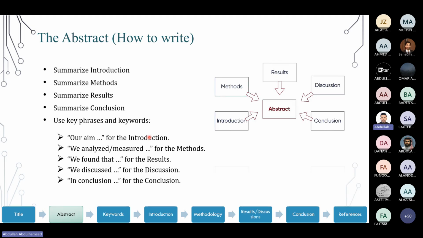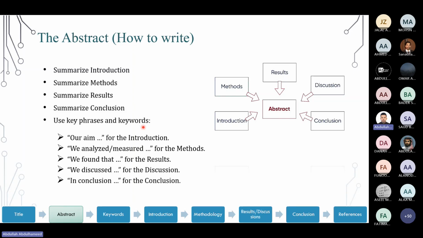After the abstract, I mentioned what you should do, including the abstract. Now, how to write the abstract. First, as I mentioned, maybe this is a repeat, but because it's very important: summarize the introduction in maybe one sentence. Also, you need maybe two sentences about the methodology that you use. Also, you need to summarize the results and the conclusion. So basically, the abstract is a summary of your paper, not the whole paper, but a summary of only four sections, which are introduction, methodology, result, and discussion.